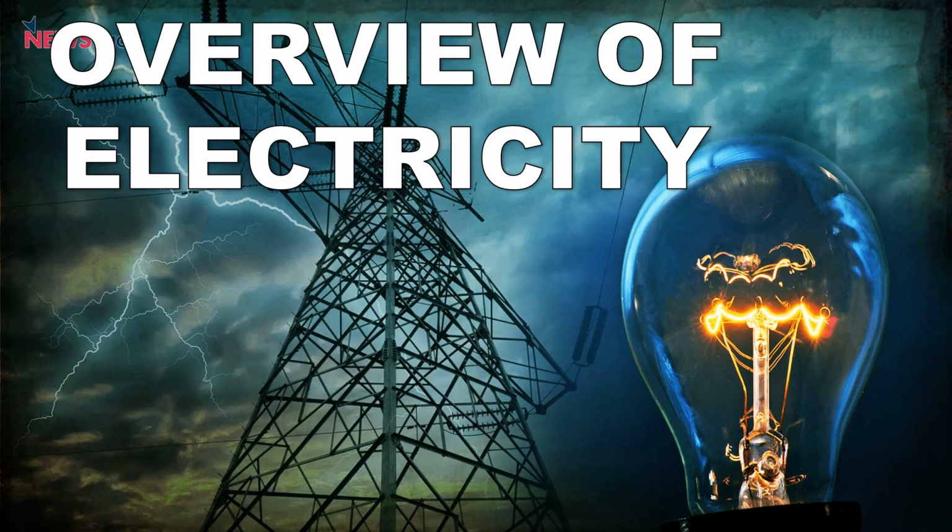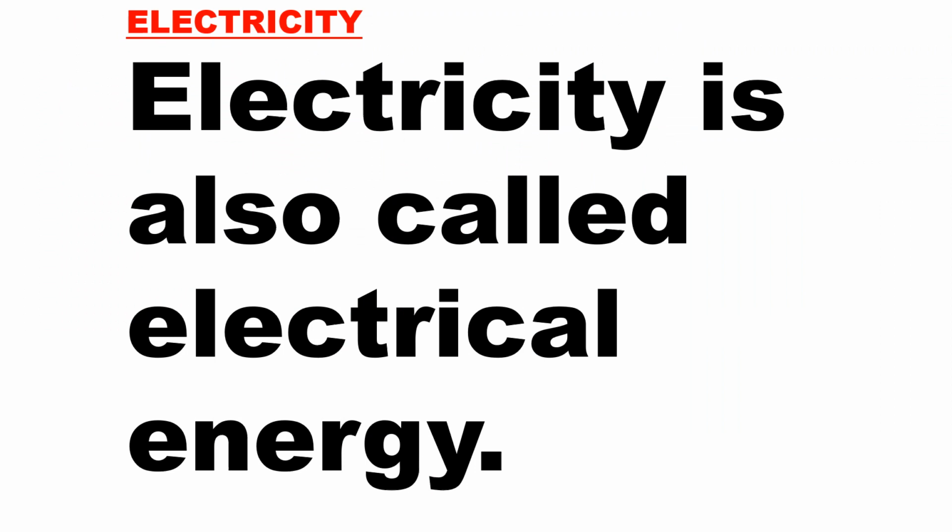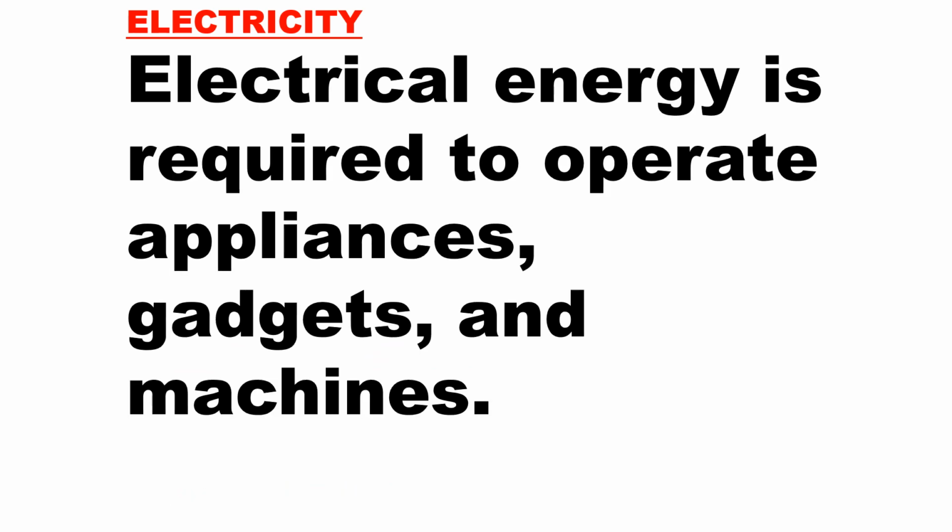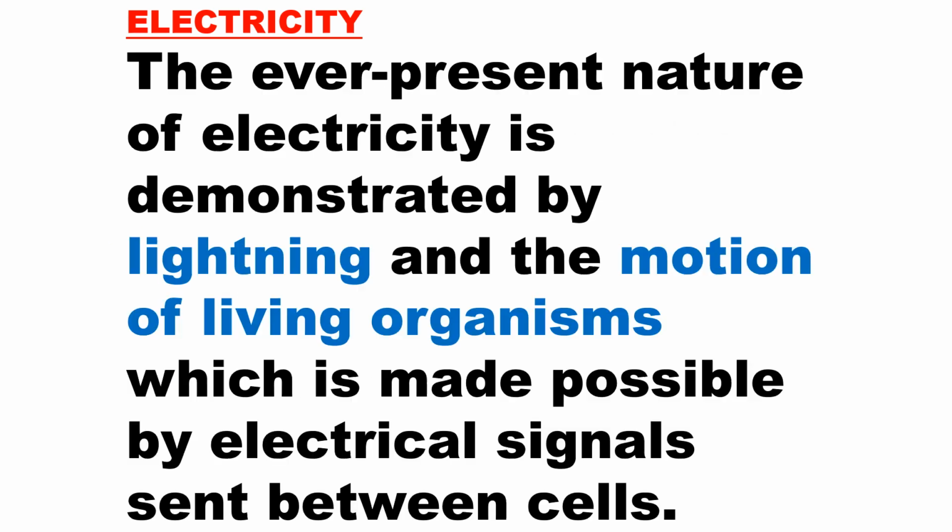So before we formally start our discussion of Module 7, let us first have an overview of electricity. So electricity is also called electrical energy. Electrical energy is required to operate appliances, gadgets, and machines. So if we don't have electrical energy, then all of our appliances, gadgets, and machines will not work. So electrical energy is very important.